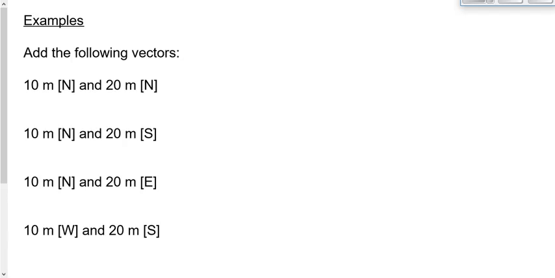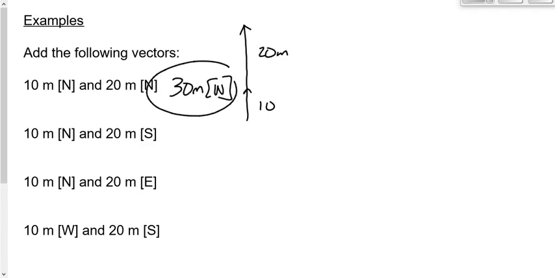We're going to say for the first one, 10 meters north plus 20 meters to the north. We don't need to draw that, although we could. 10 meters to the north plus 20 meters to the north would be what? 30 meters to the north. It's not necessary to draw the vector diagram there because, well, clearly you can do it without the diagram.